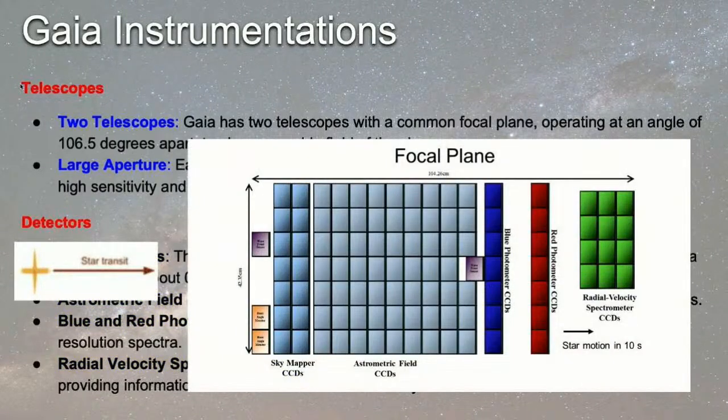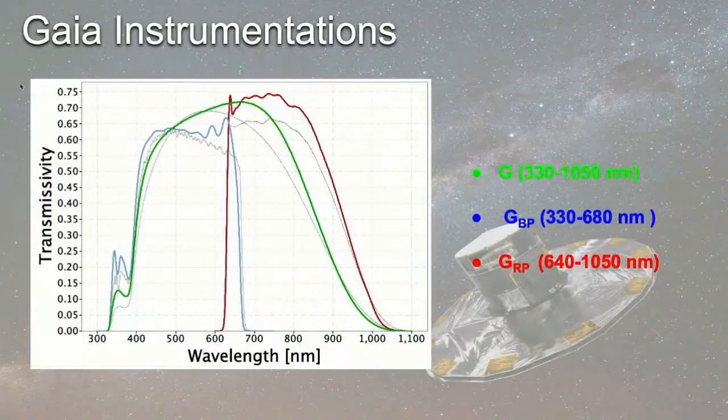Then there are the blue and red photometers for the low resolution spectra, and the RVS for the radial velocities. The passband of Gaia we can see here. The band in green is the G band, in the range of 330 to 1050 nanometers, and in blue is the BP band, in the range of 330 to 680 nanometers, and the RP band is 640 to 1050 nanometers.